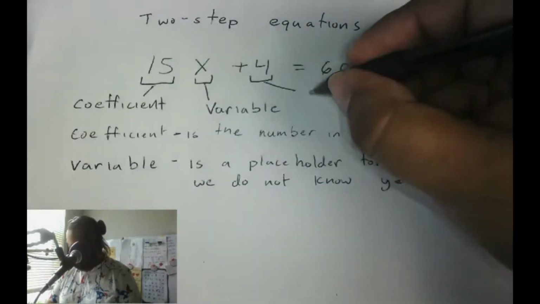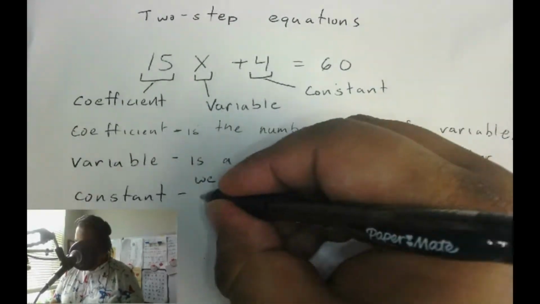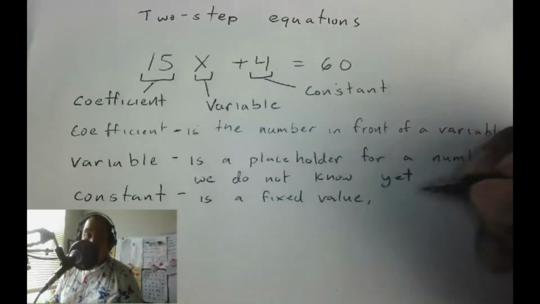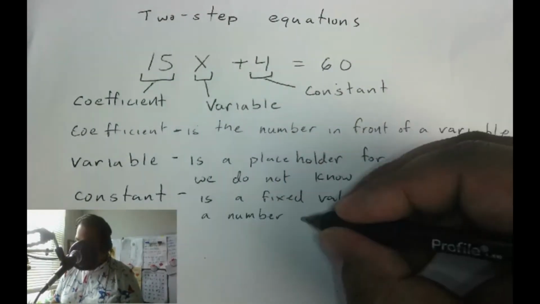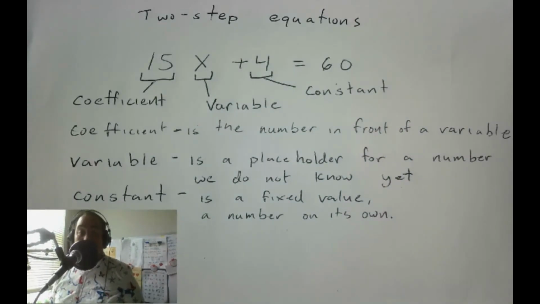And the last number is our constant. A constant is a fixed value, a number that's all on its own, and it's separated by some type of operator, whether it's an addition symbol, subtraction symbol, division symbol, or multiplication symbol. Now that we remember all the parts of an equation, let's work on an example to help us figure out two-step equations.